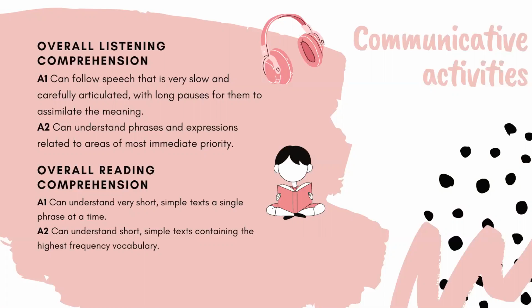Following the overall reading comprehension, we can see that A1 users can understand very short, simple texts, a single phrase at a time. They can recognize familiar words and basic phrases, and for them it's easier to understand if there is some visual support. Users of A2 level can understand short, simple texts containing the highest frequency vocabulary. They can identify specific information in brochures, articles, and short texts.